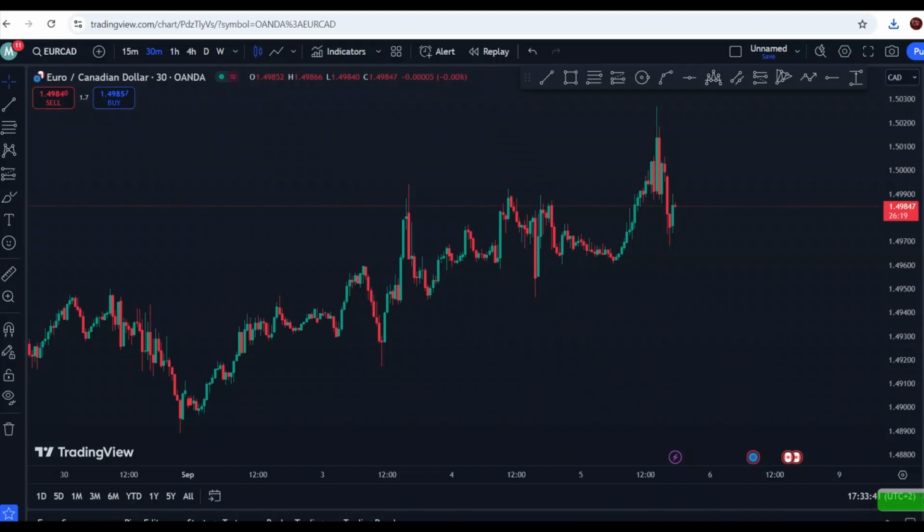What's up, guys? I'm going to show you this simple strategy which you can use to make money. Even a beginner can use it, and even advanced traders can use it.